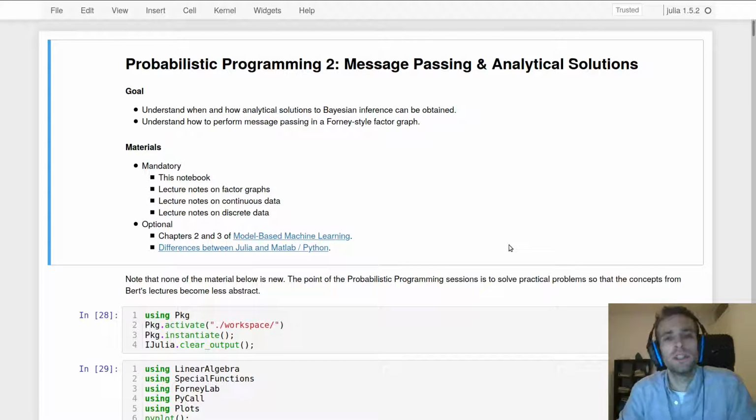Hi, welcome to the second probabilistic programming session. Today we'll be looking at message passing on factor graphs. If you have not done so already, I strongly encourage you to have a look at the lectures on factor graphs, continuous data, and discrete data.